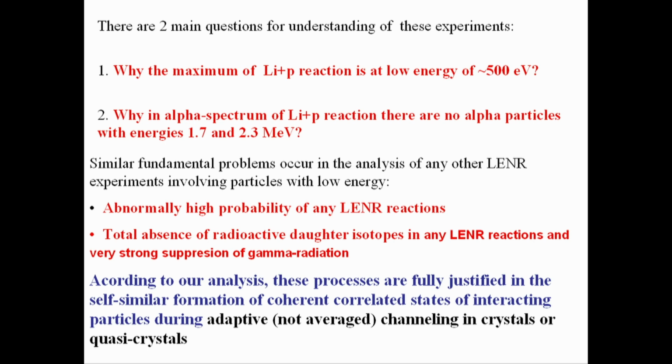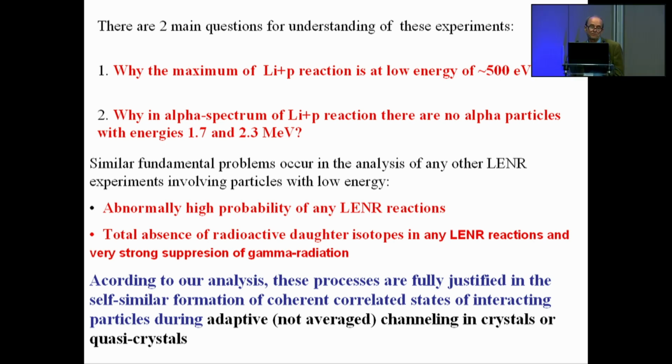There are two main questions to understand this experiment. First one, why is the maximum of the lithium plus proton reaction at low energy, about 500 electron volts? Second, why in the alpha spectrum are there no alpha particles, Helium-3 and Helium-4, with energy about 1.7, 2.5 MeV? Why are they absent?